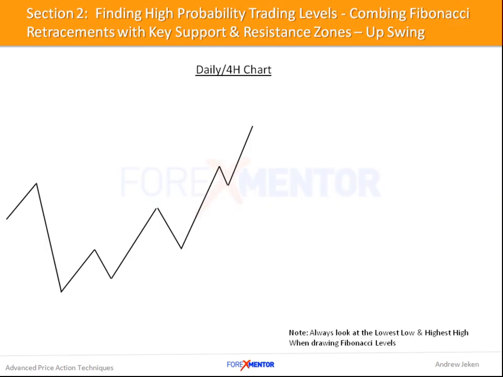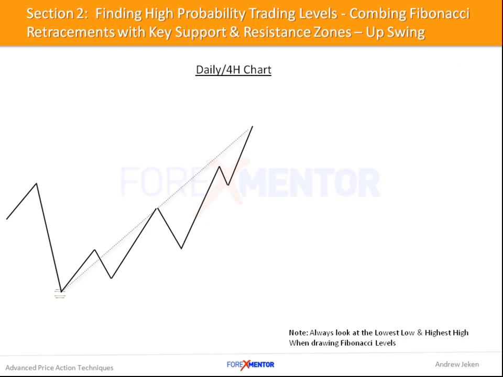Finding high probability trading levels, combining Fibonacci retracements with key support and resistance zones. In this example, we're going to use an upswing or an uptrend. Here again, please note we're looking at a daily or 4-hour chart, and importantly, we're looking at the lowest low and the highest high when drawing Fibonacci levels. Very, very important. We're not looking at small levels or small swings. We're looking at the major swings on the daily and 4-hour chart.